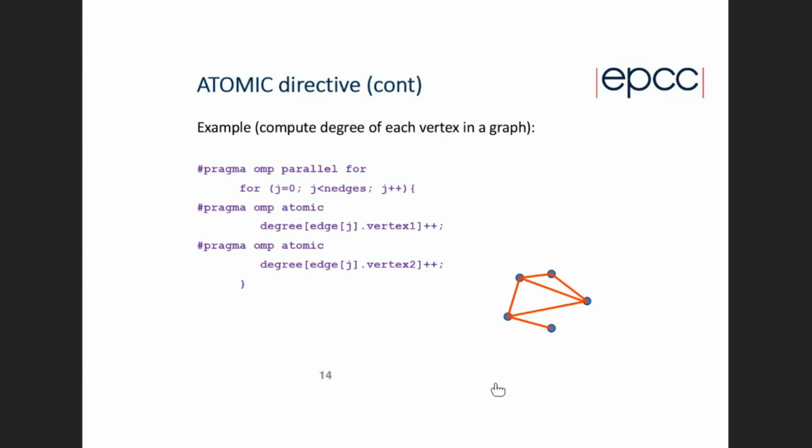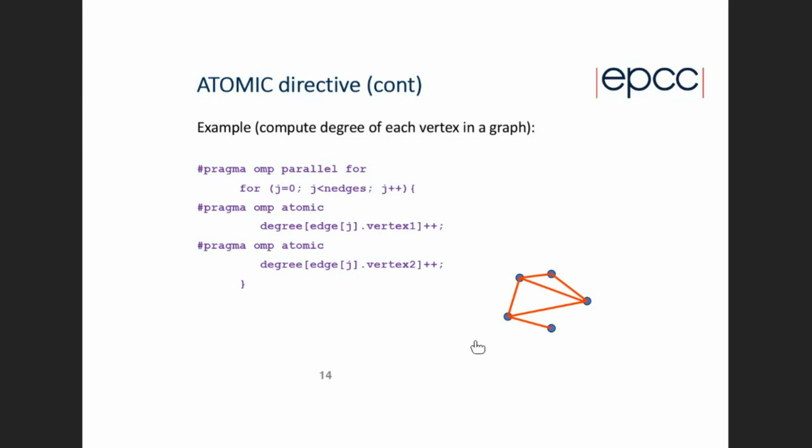Good. So my example here is I want to compute the degree of every vertex in a graph. So here's a simple graph. The blue dots here are the vertices, and the red lines are the edges that connect the vertices together. And the degree of a vertex is just the number of edges that are connected to it. So this vertex has degree 1, for example. This vertex has degree 3.